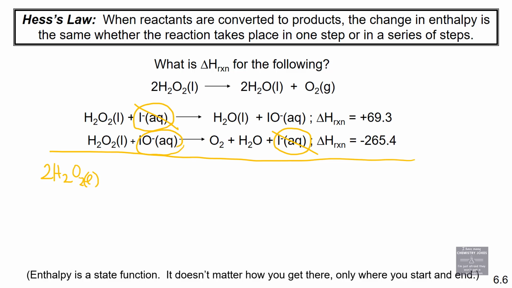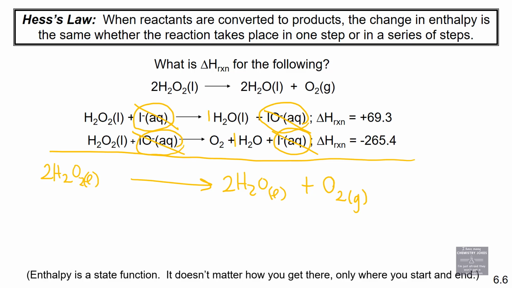IO minus. It's identical on both sides as well, so cancel that out. So I end up with only H2O2 as my reactant and H2O liquid, not one but two of them, and O2 as a gas as my summed product of these reactions.